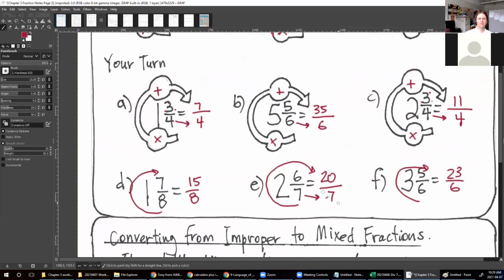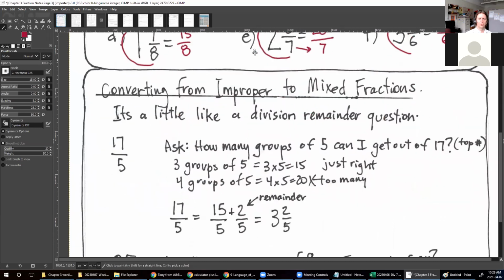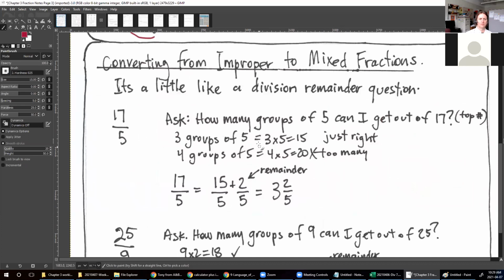So now we've gone from mixed fractions to improper fractions. Well, there's got to be a way of going backwards the other way. And sometimes we need to do this. Converting from improper fractions to mixed fractions is a little like a division with a remainder question. So if we have 17 over 5, it's improper because the top number is way bigger, it's top heavy compared to the bottom number. So what we're going to say is out of the 5, this bottom number, how many groups of 5 can we take out of 17?